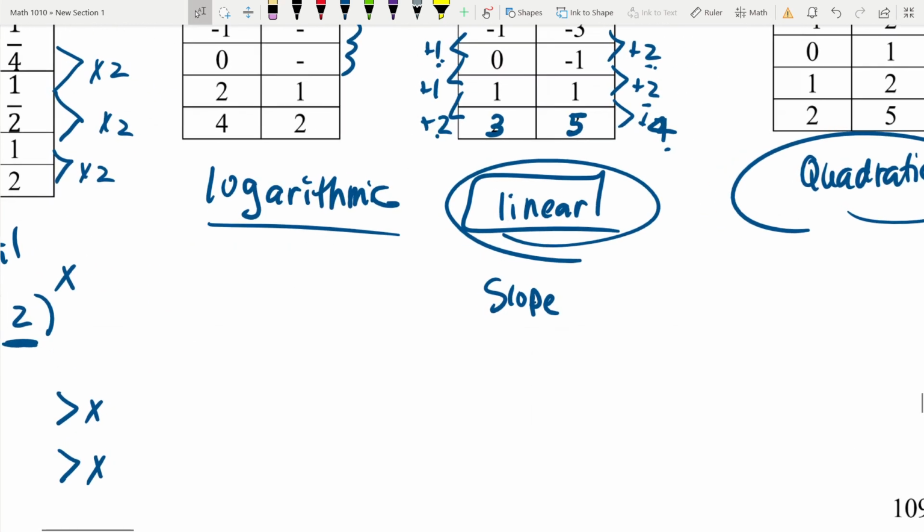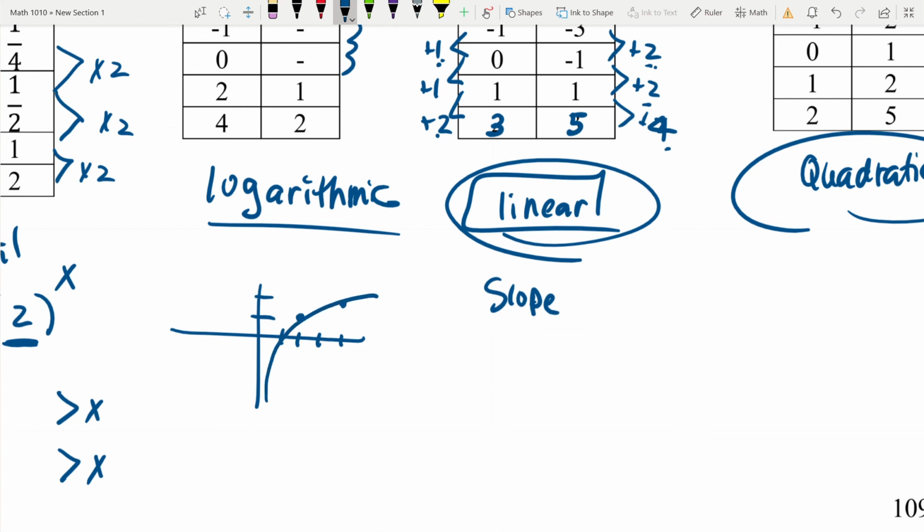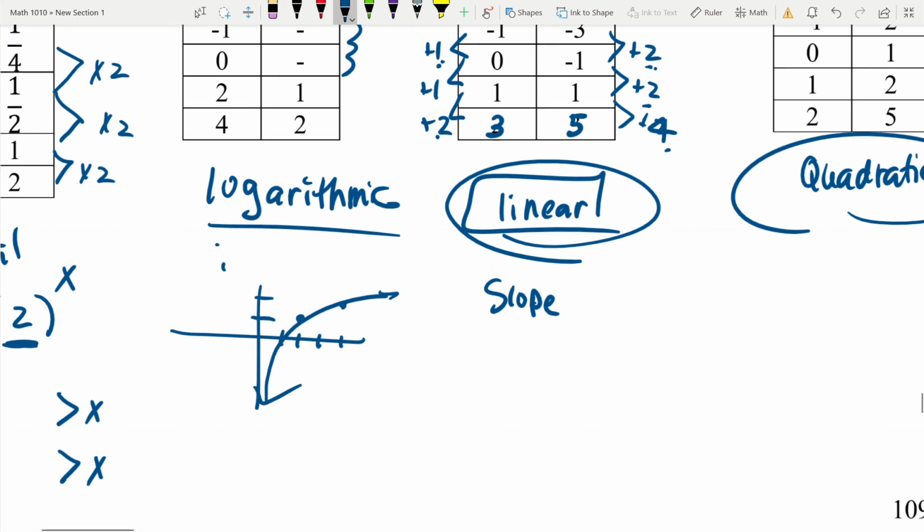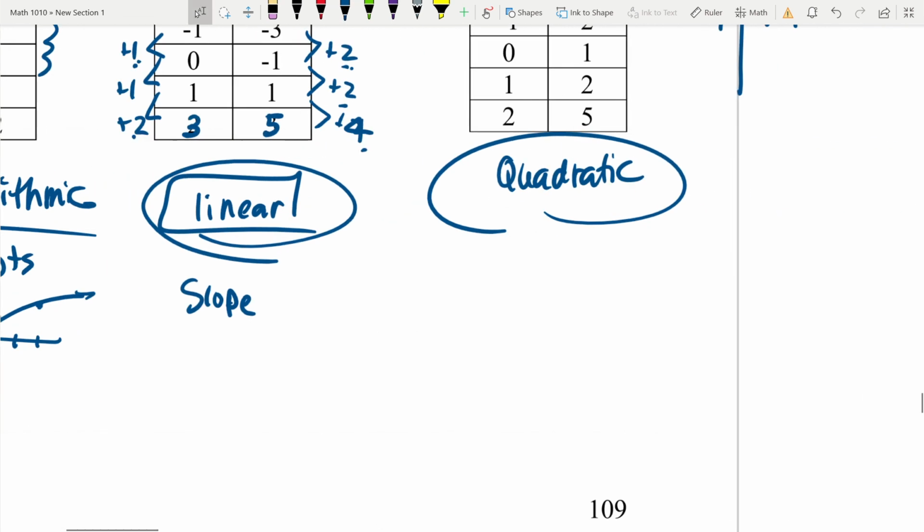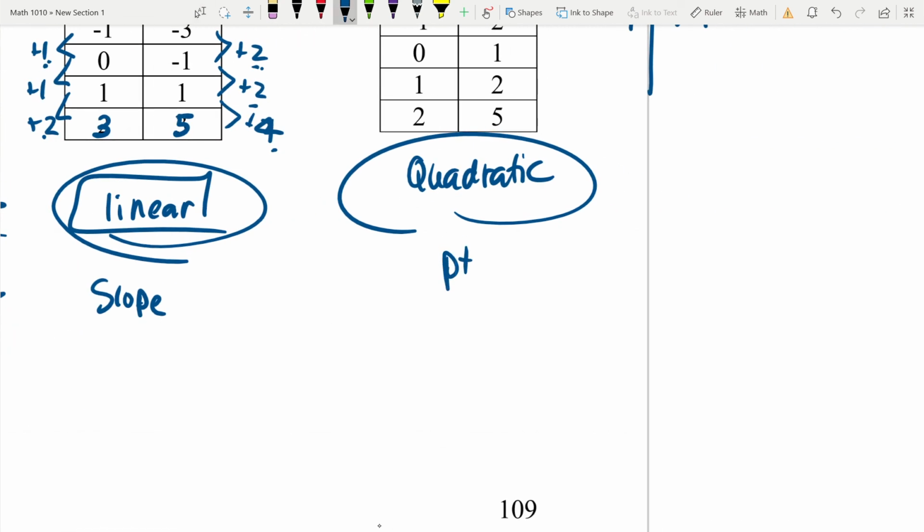For a log graph, if you can tell that it's not linear nor exponential, then graph it. Look at this. Positive 2, positive 1 is there. Positive 4, positive 2 is there. So do you see how it curves? So that's going to be a log graph, okay? So maybe to see if it's a log, I would just plot some points. And same thing over here with quadratic. I think I would probably just plot points.